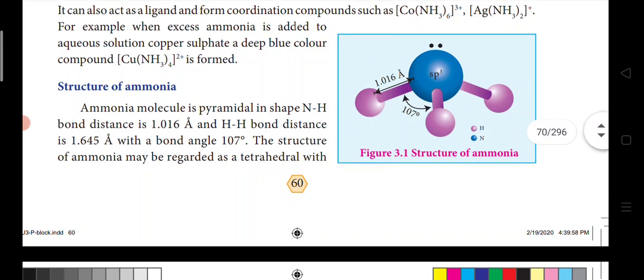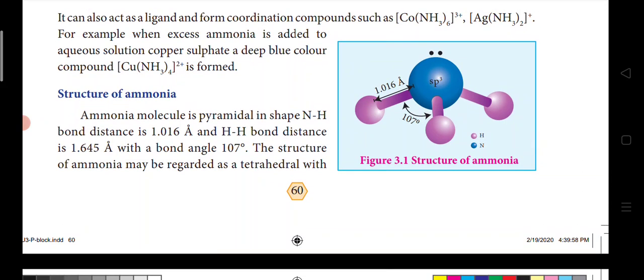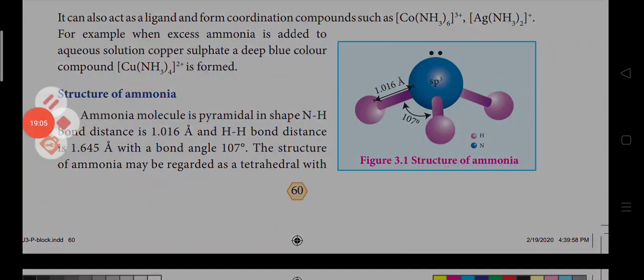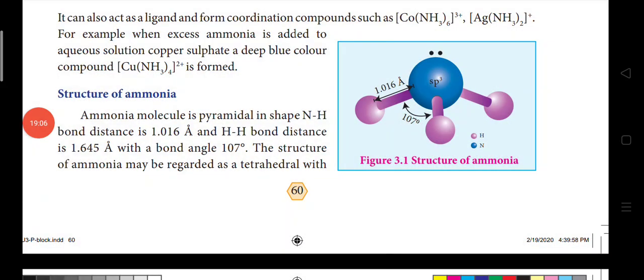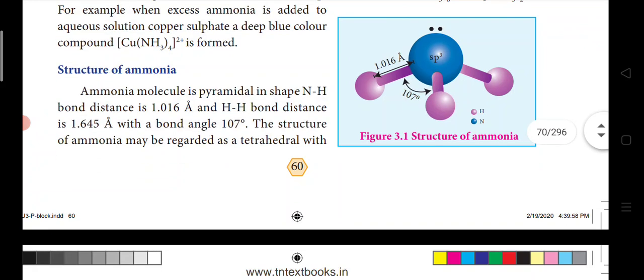So how do you calculate the hybridization? Here you have 3 sigma bonds, the N-H sigma bonds, along with 1 lone pair. So 1 s and 3 p orbitals join together to form sp3 hybridization. So this is the structure of ammonia. They may ask about these bond angles, and what is the hybridization of nitrogen in the ammonia molecule. They may ask you to draw the structure of ammonia in 2 marks. These are the possible questions from this part. So with this we'll stop here.